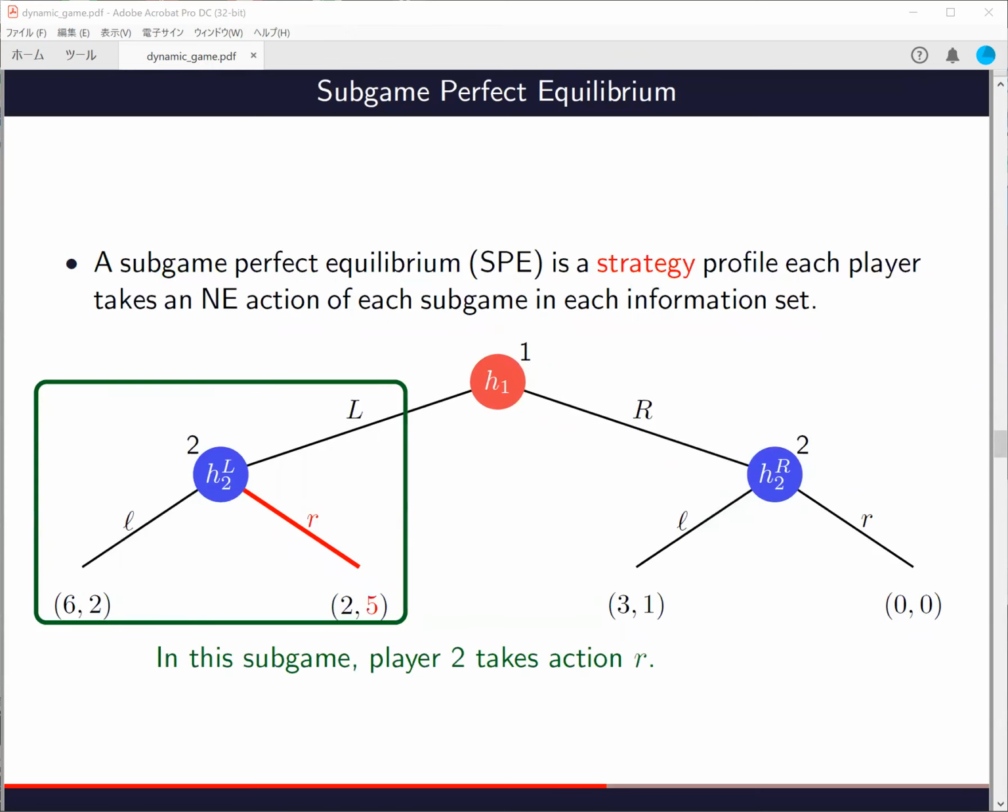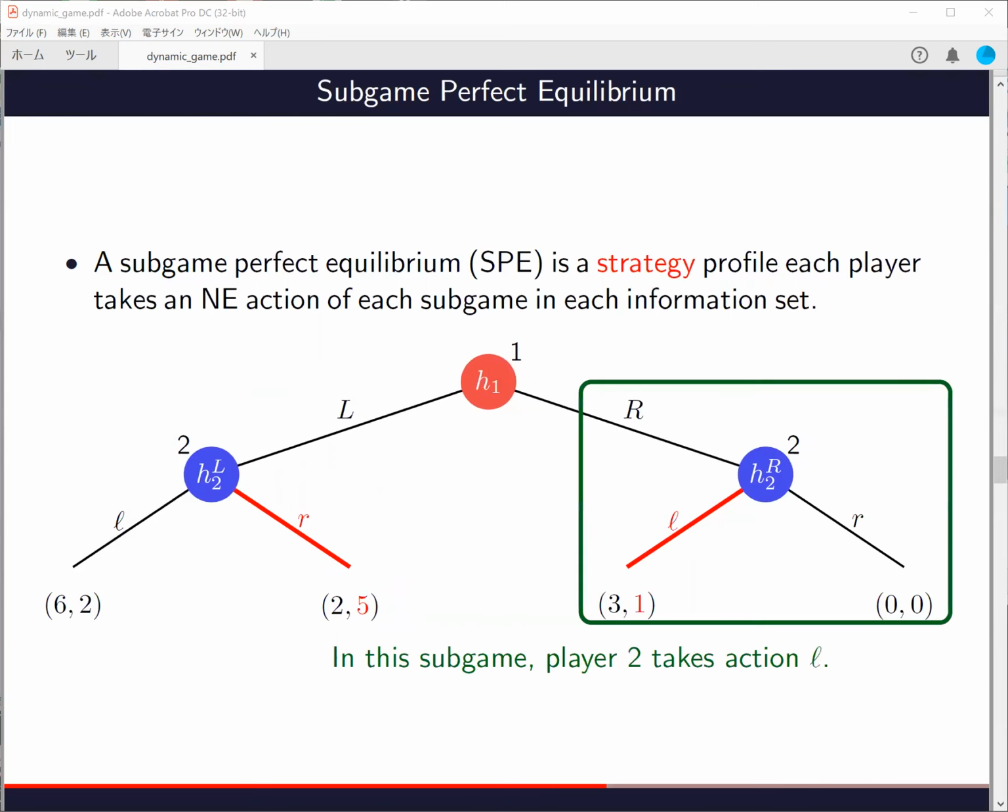Consider a subgame that starts at the information set H2L. The best response of player 2 is to choose R. Now, in the subgame that starts at the information set H2R, the best response of player 2 is to choose L.